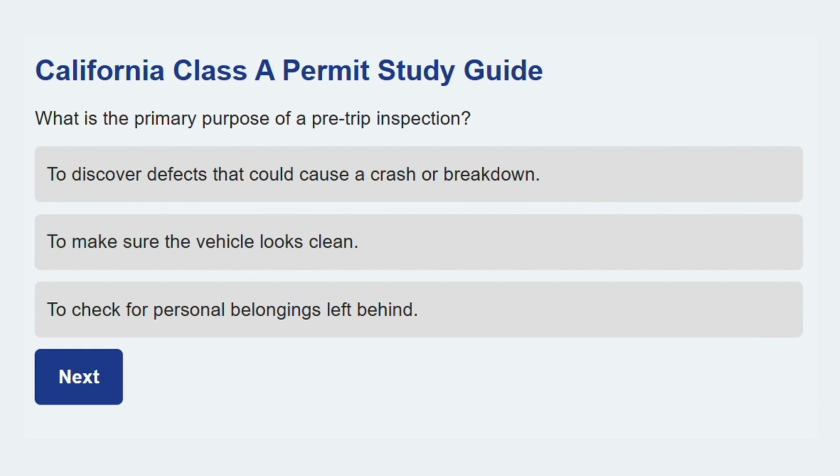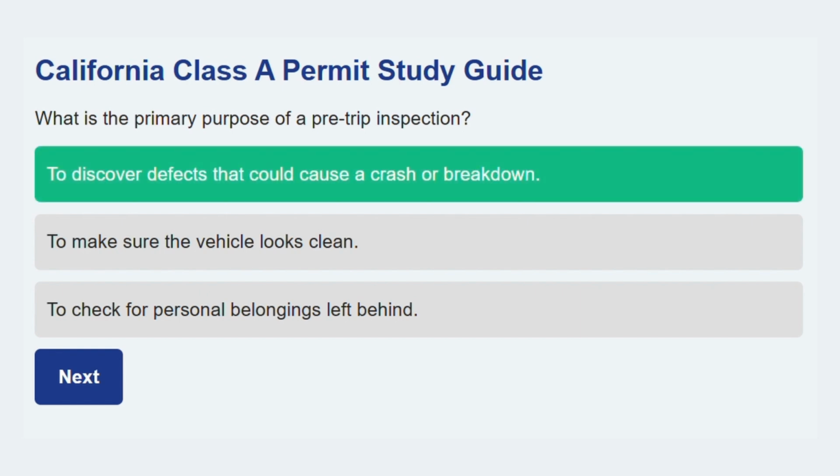Understanding these concepts is crucial for getting your permit and, eventually, your CDL in the Golden State. Let's get right into it. What is the primary purpose of a pre-trip inspection? To discover defects that could cause a crash or breakdown. Catching issues before you drive keeps everyone safer on the road.